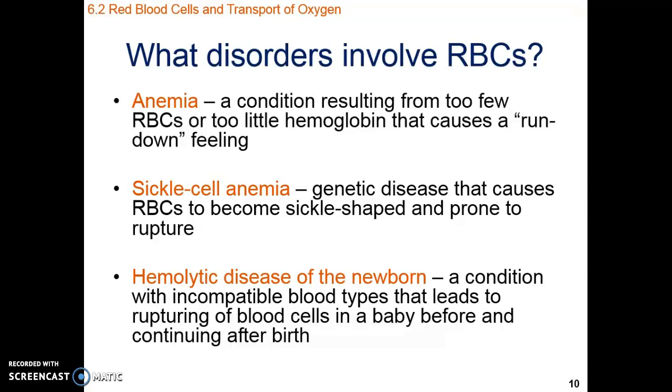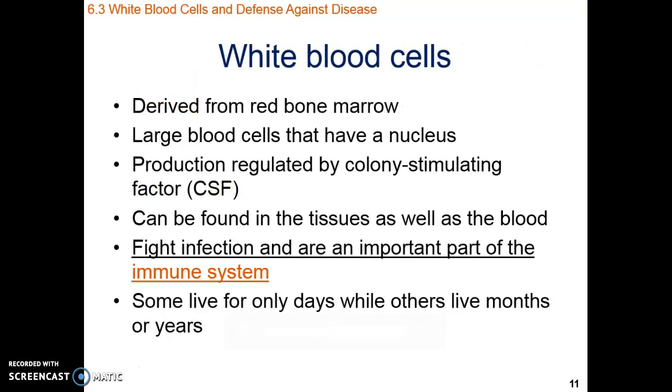All right, then hemolytic disease of the newborn. This is a condition with incompatible blood types that lead to the infant's body attacking its own red blood cells. And this can happen in utero before the infant is born and then continuing after birth. This can be controlled by the OB/GYN physician who is looking after the mom during pregnancy.